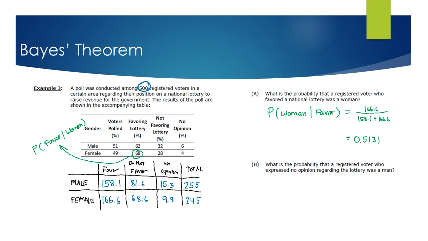And in Part B, it's kind of the same thing. We're looking for the probability that a person who expressed no opinion was a man. So we're looking for the probability of someone being a man, given that they expressed no opinion. Again, students will look at this table and say, well, that's 6%. Well, no, that's the probability that someone expressed no opinion, given that they were a male. I'm looking for the probability that someone's a male, given that they expressed no opinion.